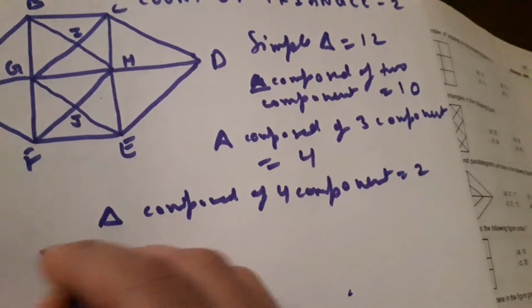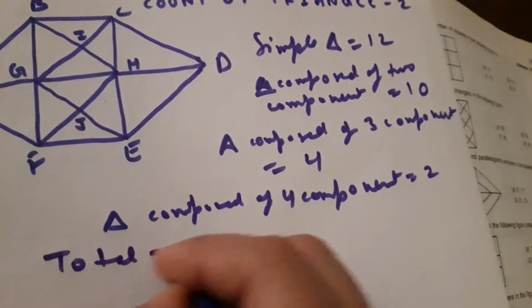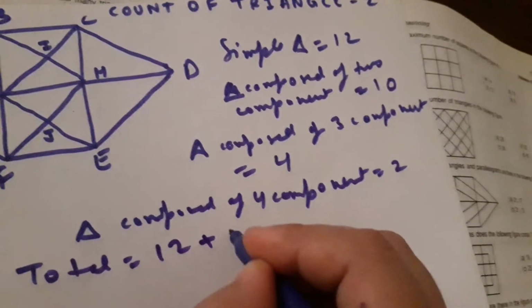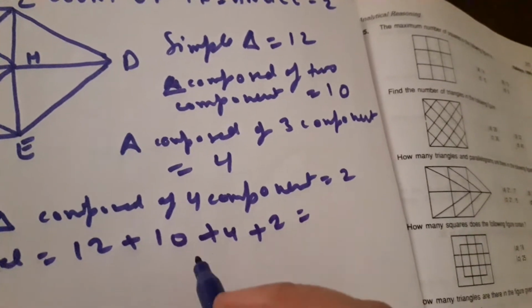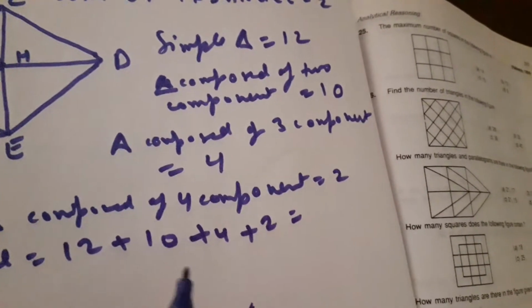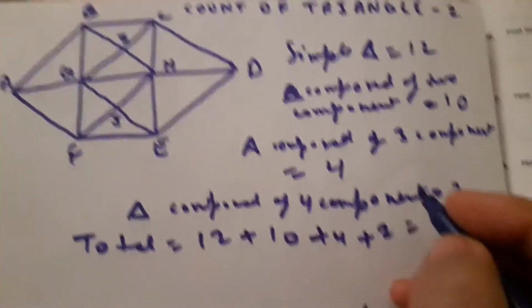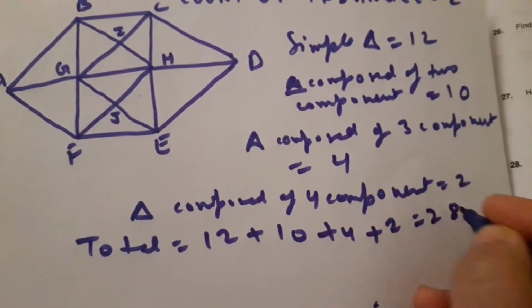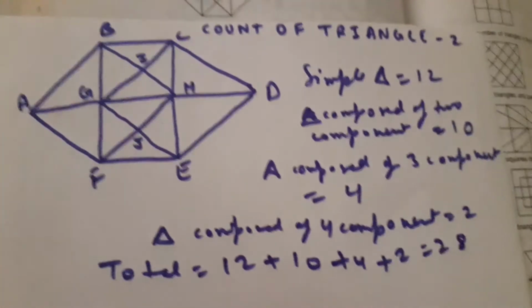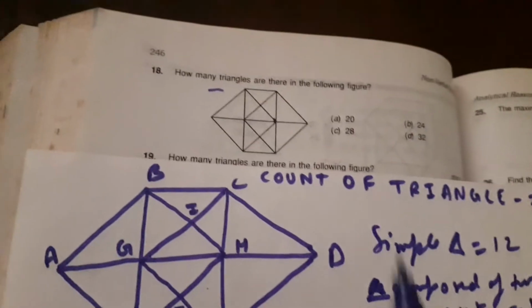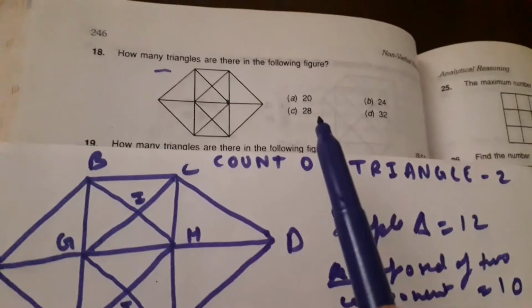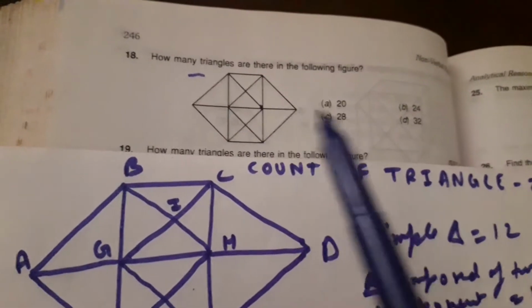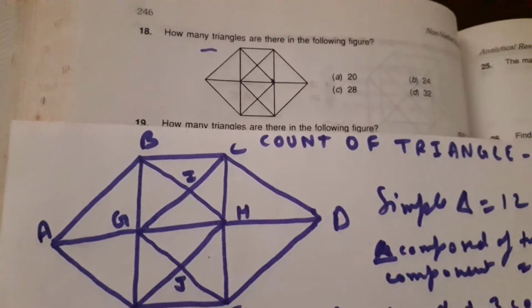Now we will count the total. The total triangles is 12 plus 10 plus 4 plus 2. So 16, so it will come to a total of 28. So in this figure there are a total of 28 triangles. So you can see C will be the right answer. So let's move to the next question. Some more questions like this.